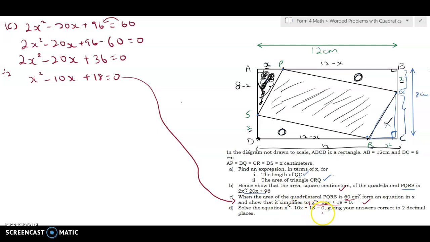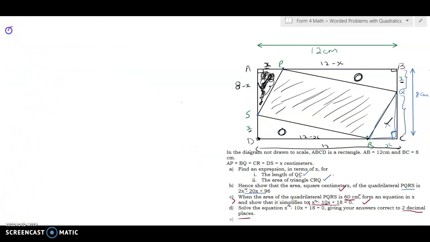And it says to solve this equation, giving the answer to 2 decimal places. So from the time they suggest that we need to round, I kind of know it's either I'm going to use the quadratic formula or I'm going to use completing the square. And I always find completing the square is very easy. So I will use completing the square. So let me continue with that. Part D now, completing the square, x squared minus 10x plus 18 is equal to 0. It will simply become this plus 18 minus 25.